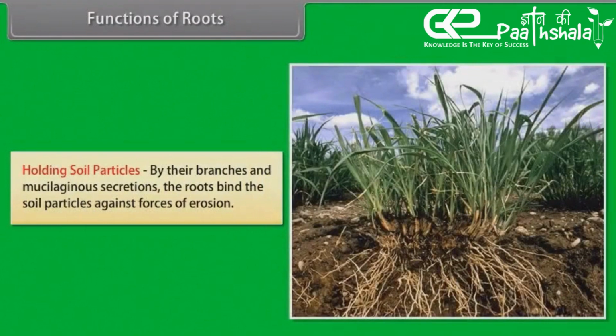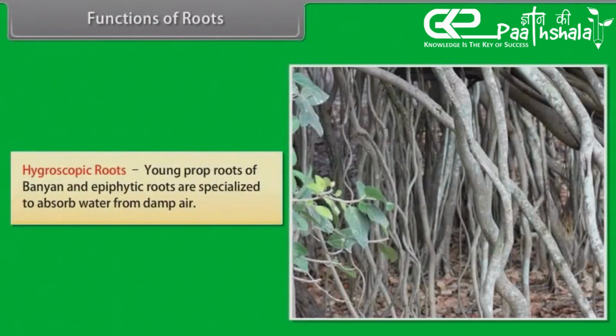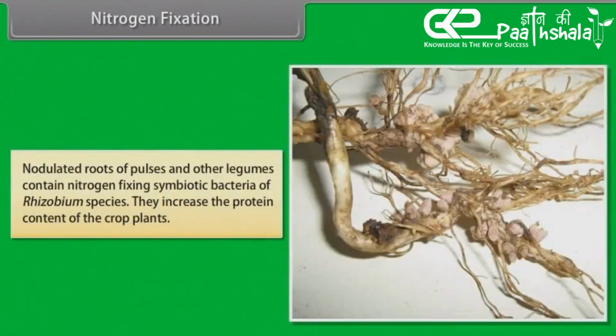Holding soil particles: by their branches and mucilaginous secretions, the roots bind the soil particles against forces of erosion. Hygroscopic roots: young prop roots of banyan and epiphytic roots are specialized to absorb water from damp air. Nitrogen fixation: nodulated roots of pulses and other legumes contain nitrogen-fixing symbiotic bacteria of Rhizobium species. They increase the protein content of the crop plants.